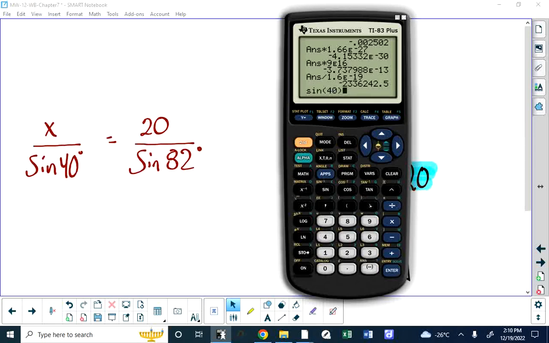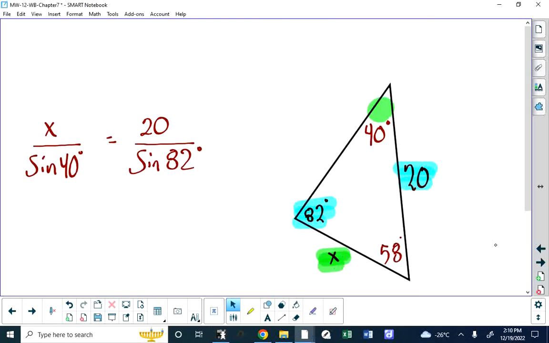Don't forget to always close the brackets on any angle that you're taking a sine or a cosine or a tangent of. Times 20, and then divided by sine of 82. And that means that x is approximately 13. Capiche? All right, no problem there.